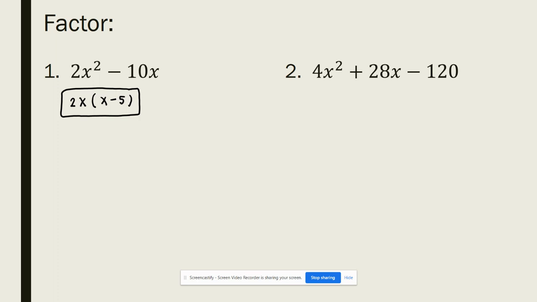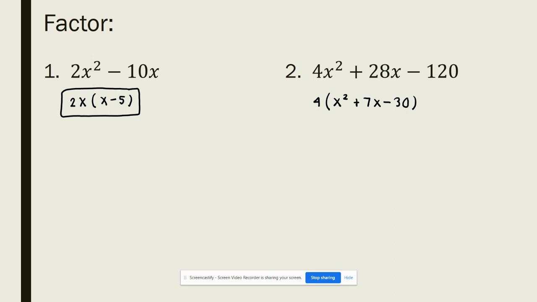If we look at the next one, same concept. We start by looking for a GCF. Every single one of these numbers have something in common. They all have a 4. So that's going to be a part of the GCF. There are no variables that they all have. So once I take out that 4, it leaves you with an x squared plus 7x minus 30.